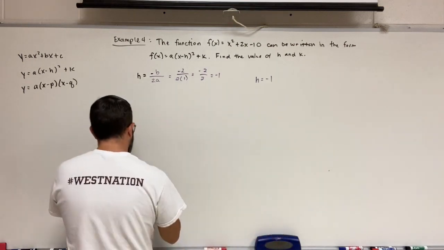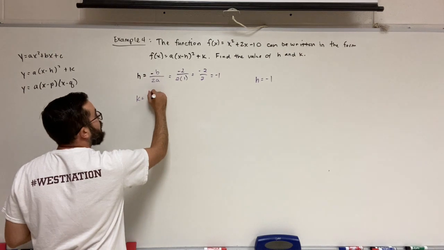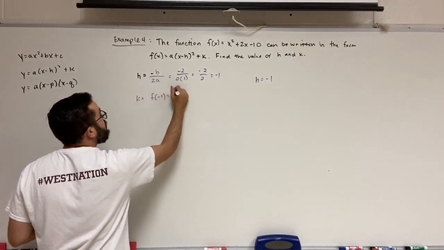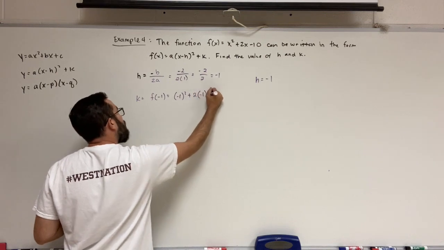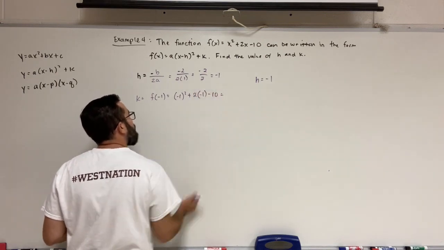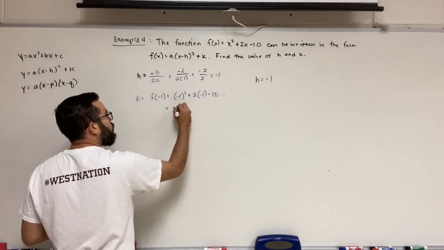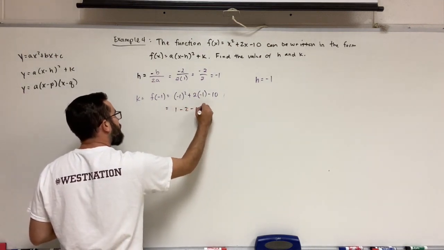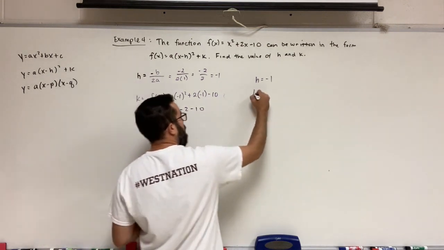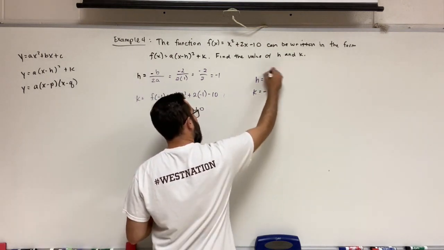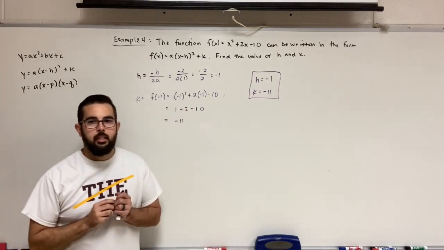So then k is just going to be f of negative 1, which is negative 1 squared plus 2 times negative 1 minus 10. So I have 1 minus 2 minus 10, which is negative 11. And there's my final answer.